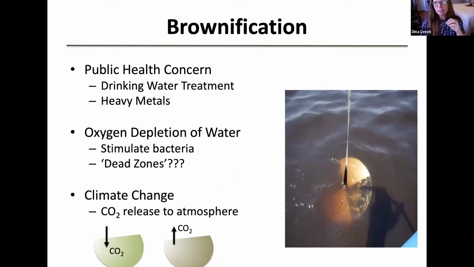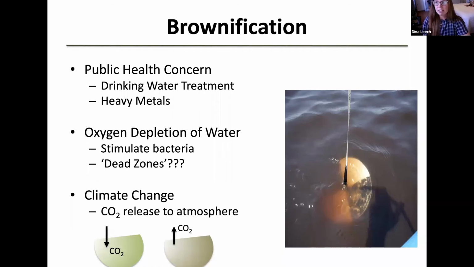And those byproducts are concerned because in some cases there's evidence that they may lead to cancer. They're carcinogenic. And so we want to make sure that we strip that water of all that organic matter before we treat it for drinking water purposes. Obviously, this takes more time and it costs more money to do so.